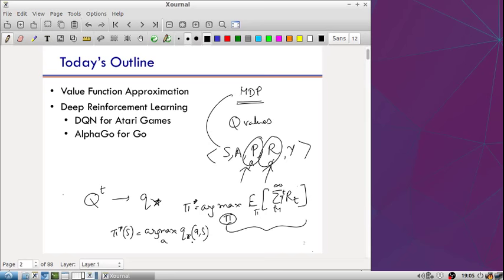So we're going to use neural networks, but we will still use the Q learning update rule that we saw towards the end of last lecture, and they call it deep Q network. A DQN agent is a deep Q network agent. The Q function is approximated by a neural network. So we'll see how they do it.